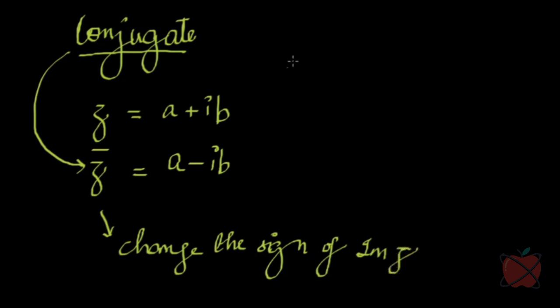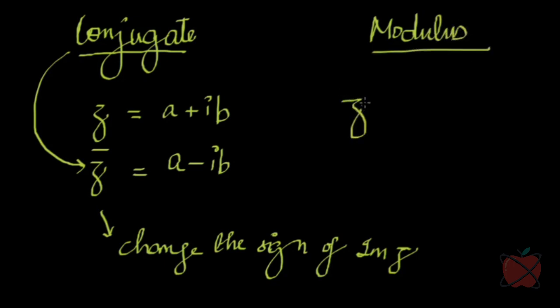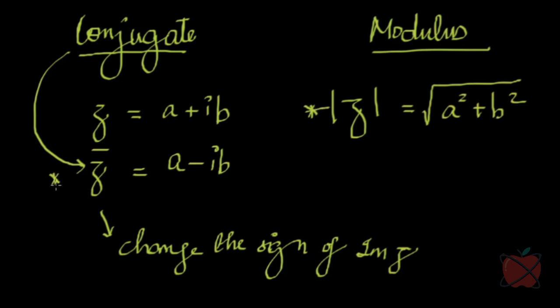Now the geometrical meaning, we'll discuss later on in another video. For now, just know that. Then we have the modulus. The modulus is denoted by z with two parallel lines, and it is equal to root over a square plus b square. So this is the modulus, and this one is the conjugate.